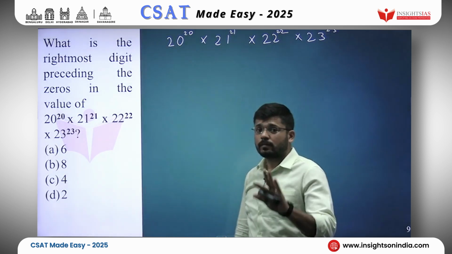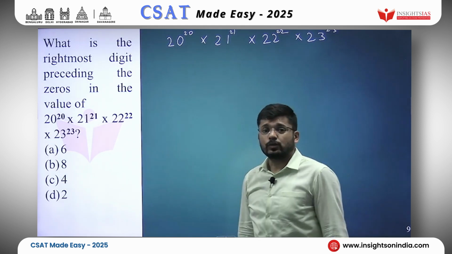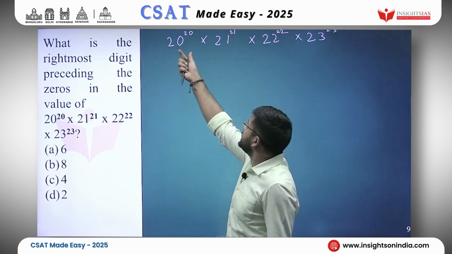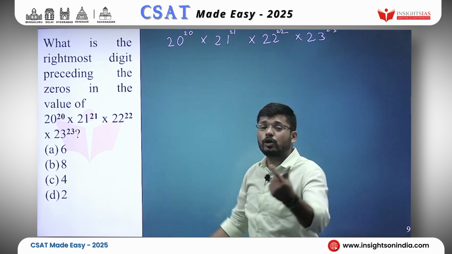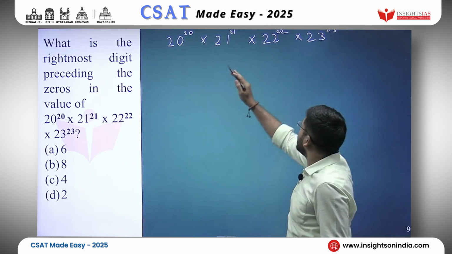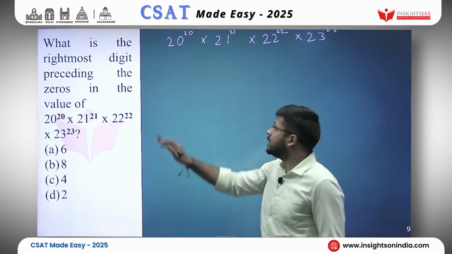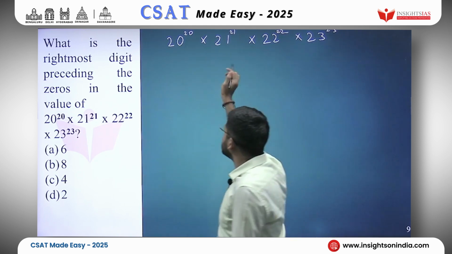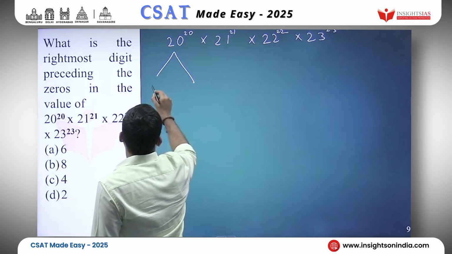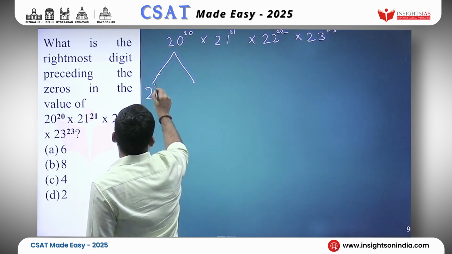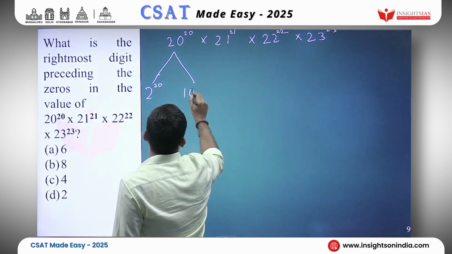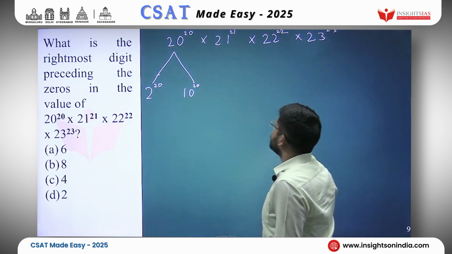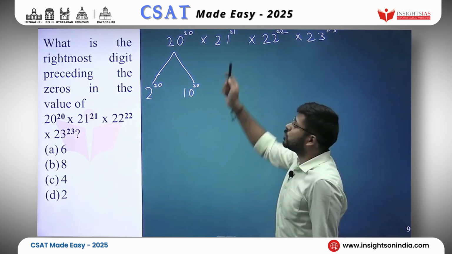20 raised to 20. Okay, we shall split this one. I will tell you why. Because this is the only number which is contributing to the zeros. None of the others are adding zeros. This is the only number which is adding zeros to the final product. So we will split it. How? We learnt in the previous problem that we will split it into 2 to the power of 20 and 10 to the power of 20, and we need not split this one.